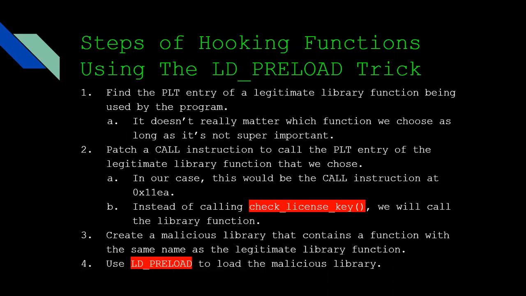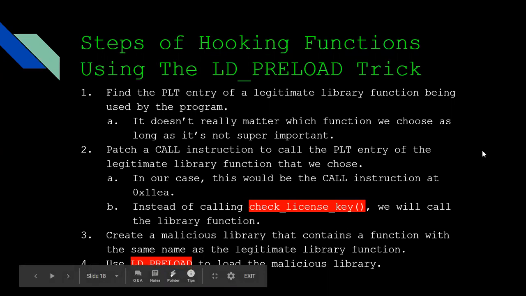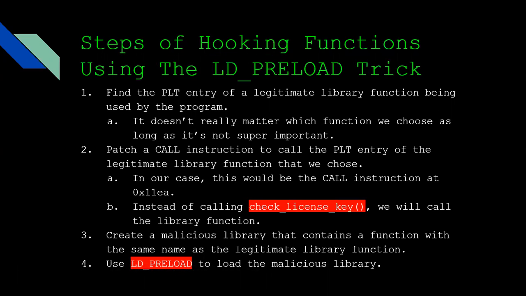So here are the steps that we need to go through in order to use the LD_PRELOAD trick to hook the function. And again, this is just one way of using the LD_PRELOAD trick to hook functions. There are multiple ways of hooking functions, and I'm just going over one method. The very first thing we have to do is find the PLT entry of a legitimate library function that's being used by the program. It doesn't really matter which function we choose. We just have to make sure that we choose something that's not really that important to us, and that it doesn't change the overall logic of the program.